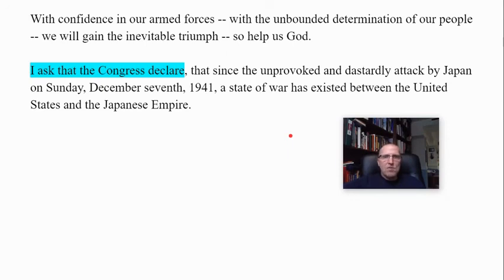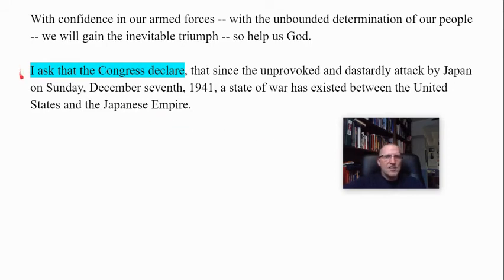Confidence in our armed forces, with the unbounded determination of our people, we will gain the inevitable triumph. So help us God. I ask that the Congress declare that since the unprovoked and dastardly attack by Japan on Sunday, December 7th, 1941, a state of war has existed between the United States and the Japanese Empire.